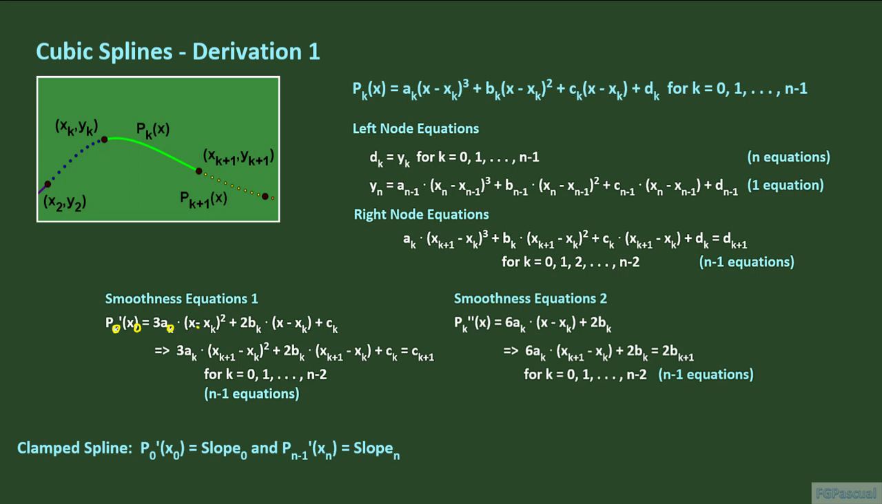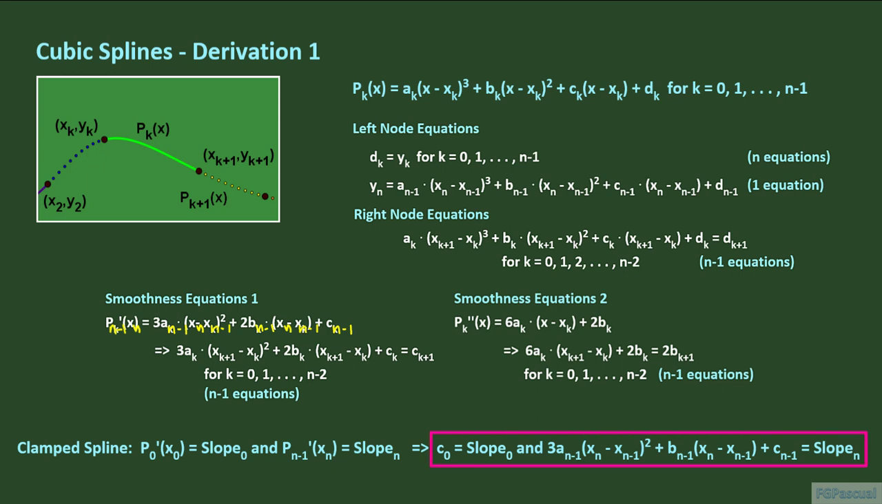Replacing x by x sub 0 in p sub 0 prime, we get c sub 0 equals slope sub 0. Replacing x by x sub n in p sub n minus 1 prime, we get this string of terms equaling slope sub n. The addition of these two equations completes the set of equations with which we can now solve for the different unknowns a sub k, b sub k, c sub k, d sub k.